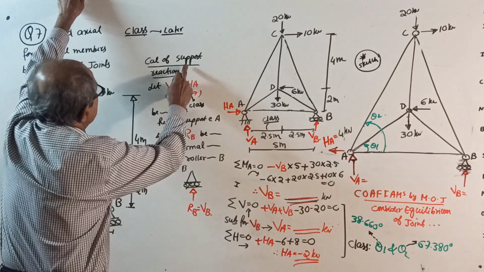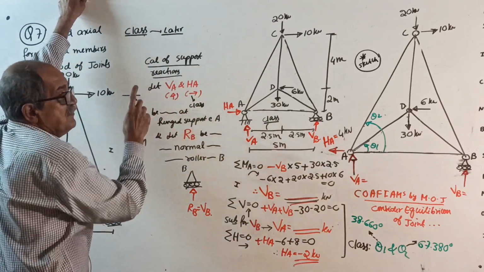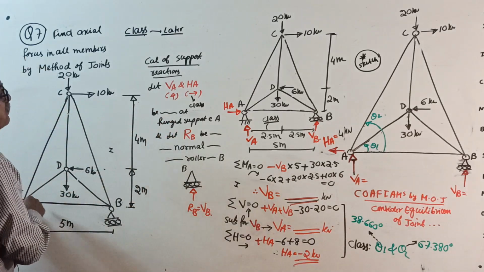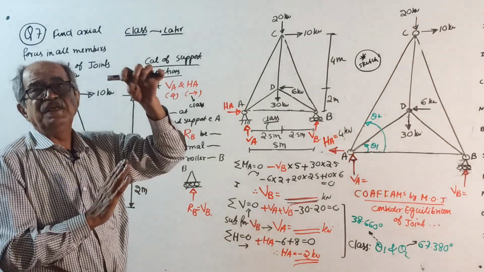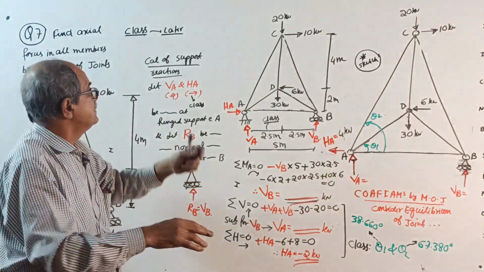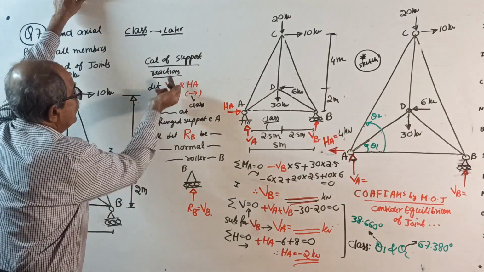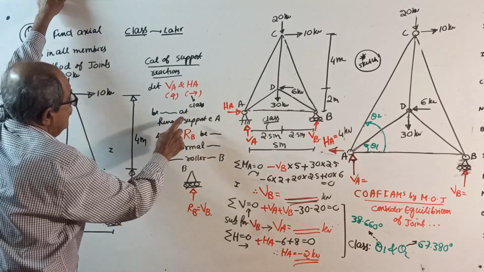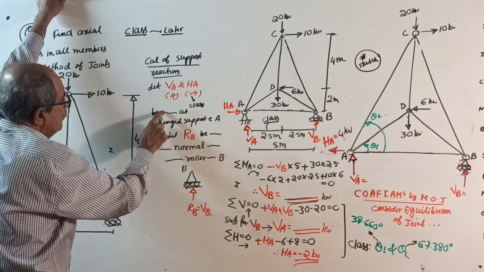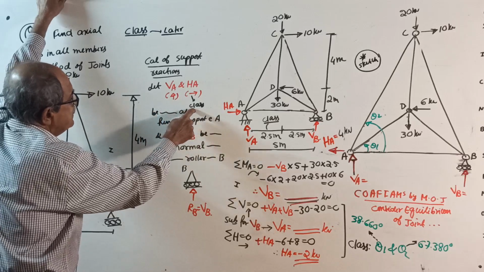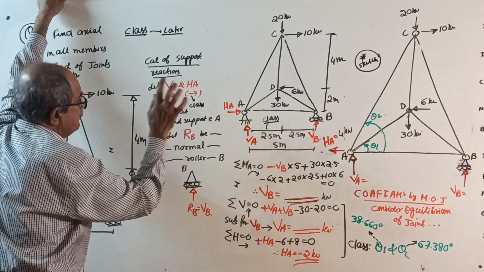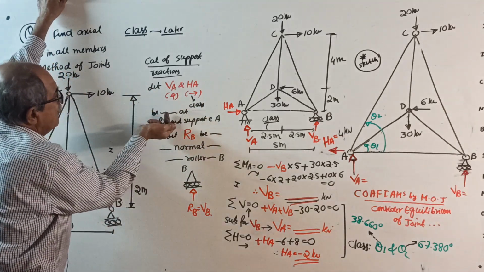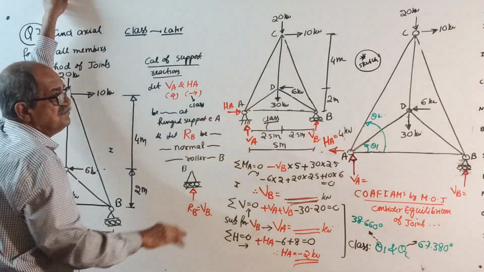Okay, calculation of support reactions. I am dictating, you should write. A is hinged support. Hinged support has vertical reaction and horizontal reaction. So let VA be upward and HA to the right side, the vertical and horizontal reactions at the hinged support at A. I assumed VA upward, HA right side.